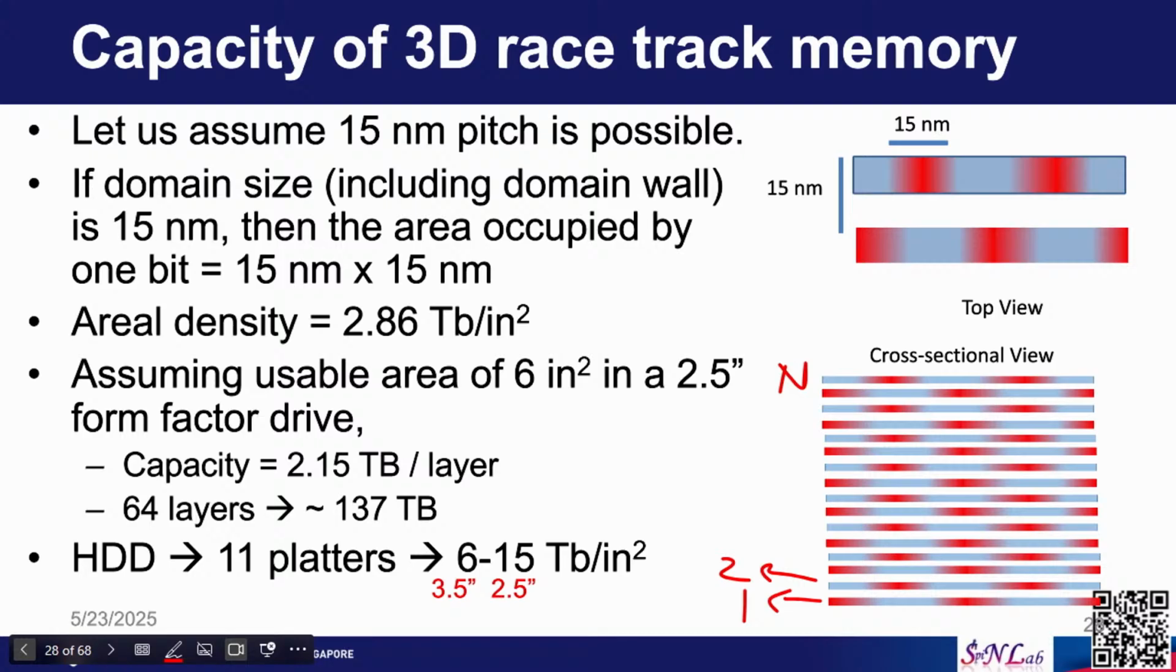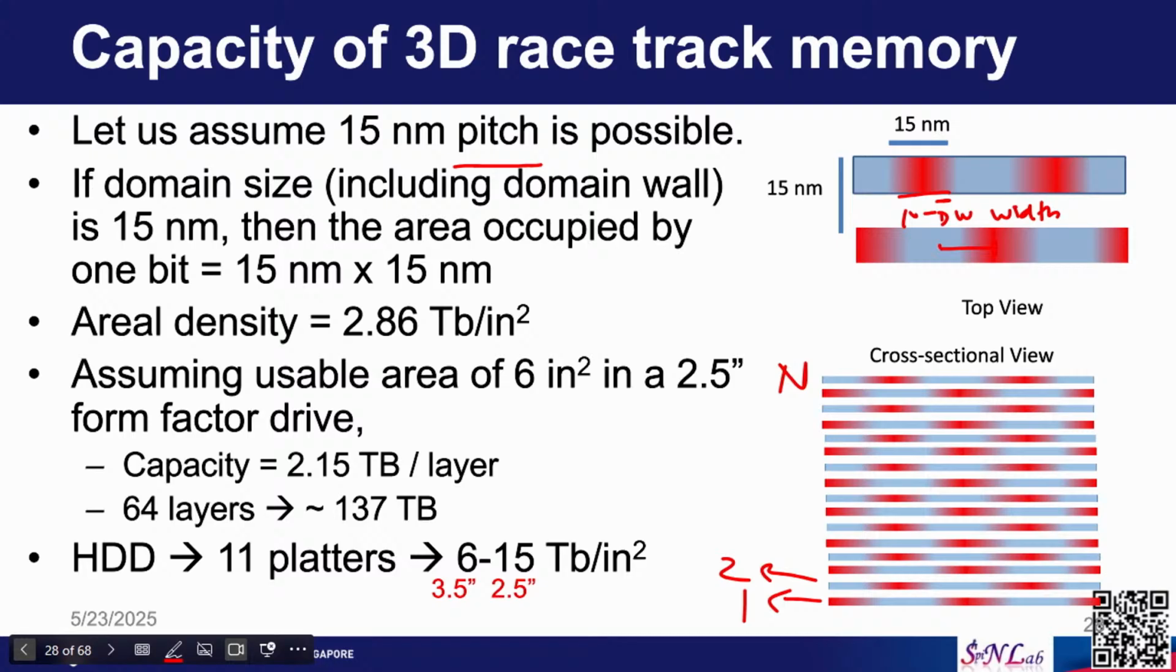Okay, so here I have done some calculation. Let us assume that a 15 nanometer pitch is possible. That means a 5 nanometer domain wall width, so the length occupied is 10 nanometer. When we say pitch, whether in semiconductor or any other technology, it is the center to center distance. So if center to center is 15 nanometer and the domain wall is 5 nanometer, basically 10 nanometer is used for storing the magnetization of the domain.